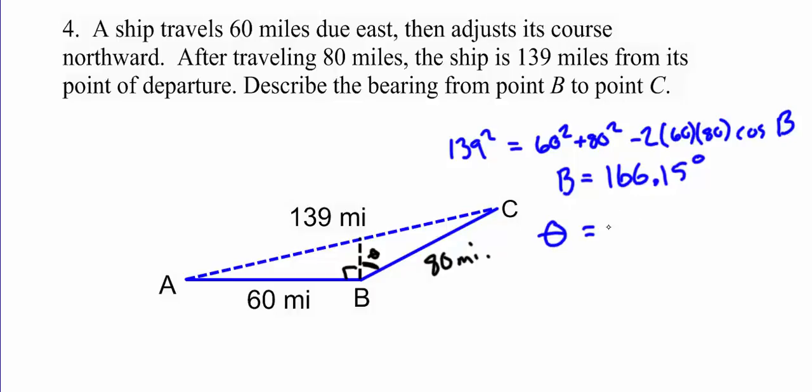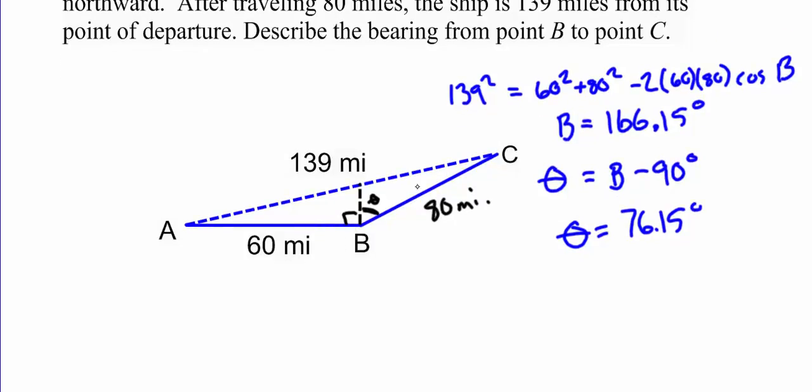So here we go. We know that theta is essentially angle B minus 90 degrees because that's the rest of this angle here. So I know theta is 76.15 degrees. Now we're almost there. Remember, the boat is going from B to C. That's the portion where we're trying to find the bearing. So it would be north, theta degrees, east, or in this case north, 76.15 degrees east.